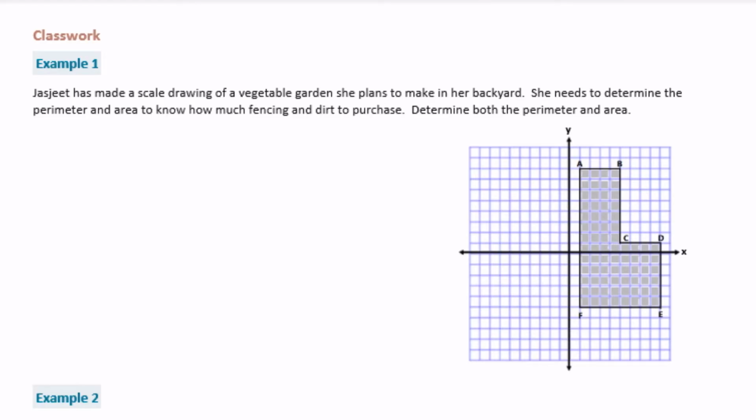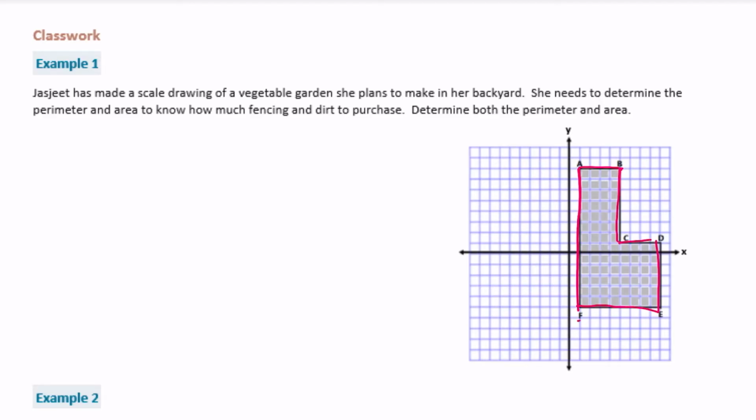Alright, so remember perimeter, we haven't worked with perimeter in a while, but perimeter is just the length around the outside. So the distance around the outside. So let's start by finding the perimeter of this.